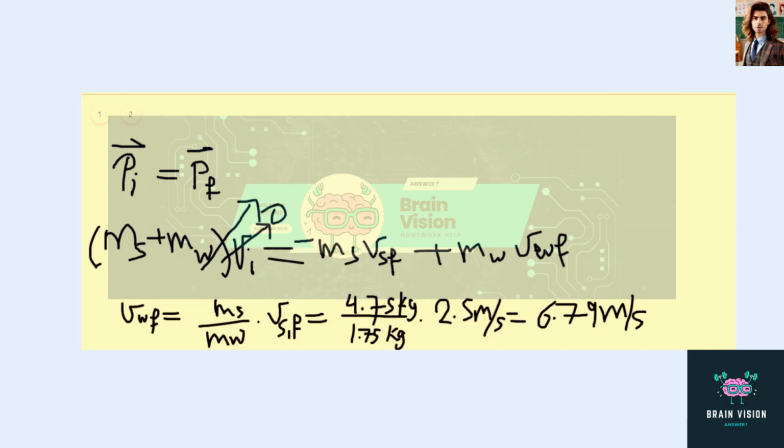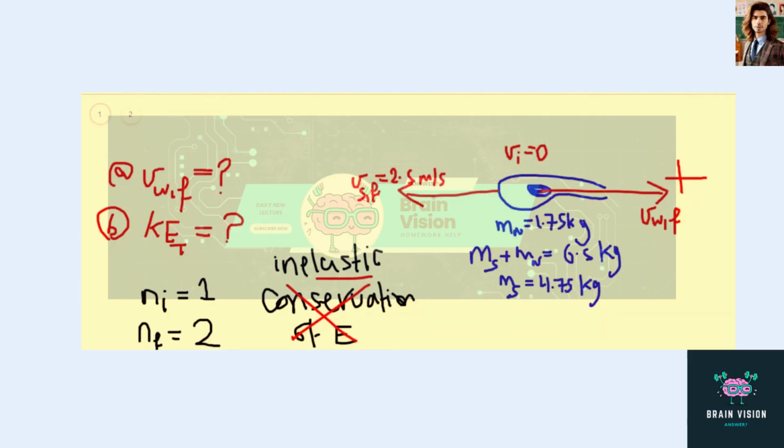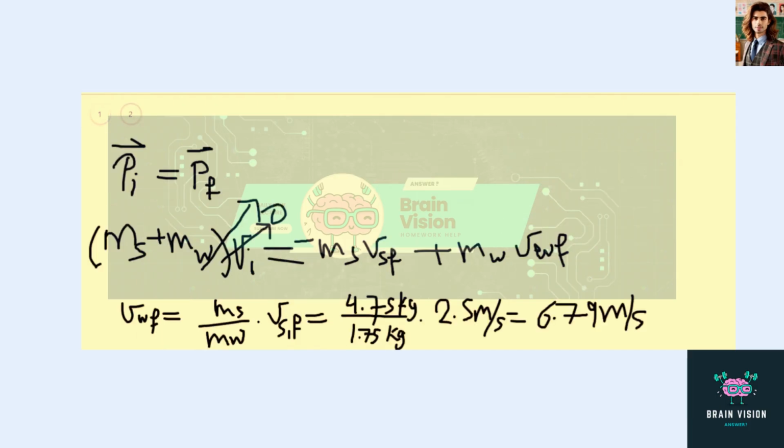Alright, so to check our answer if it makes sense or not, first let's check the units. Yes, we have meters per second as the unit of speed, and it is the correct unit. Second, the mass of the squid is bigger than the mass of the water, so I expect the speed of the squid to be higher than the speed of the water, especially since initially they are at rest. So let's see if our speed here is indeed bigger than the 2.5 meters per second for the squid speed. So this answer so far makes sense.